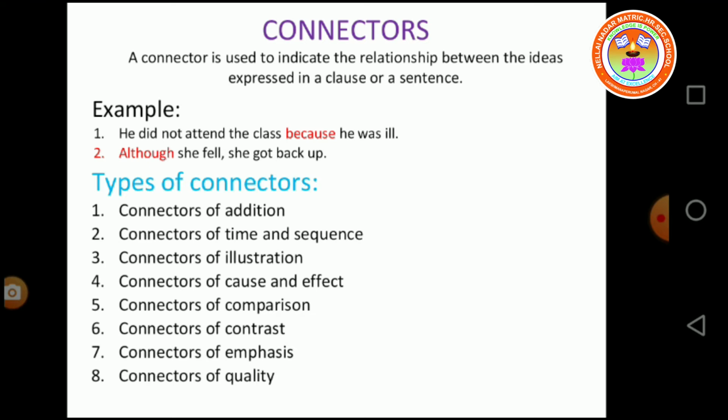Next, let us see the types of connectors. There are 8 different types of connectors, and they are connectors of addition, connectors of time and sequence, connectors of illustration, connectors of cause and effect, connectors of comparison, connectors of contrast, connectors of emphasis, and connectors of quality. Now let us see one by one with examples.